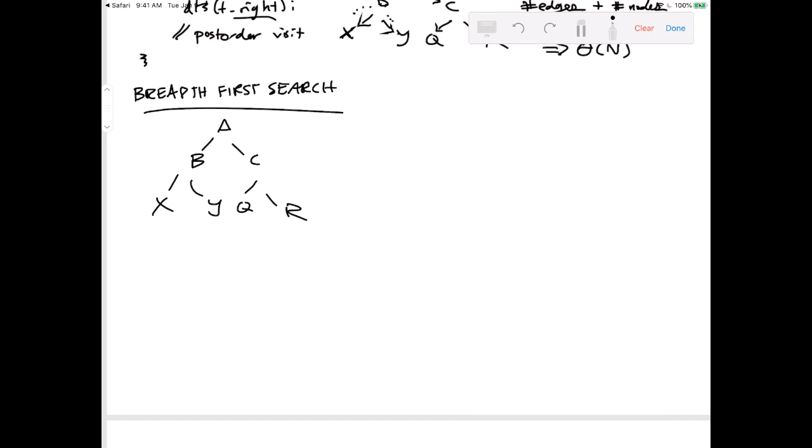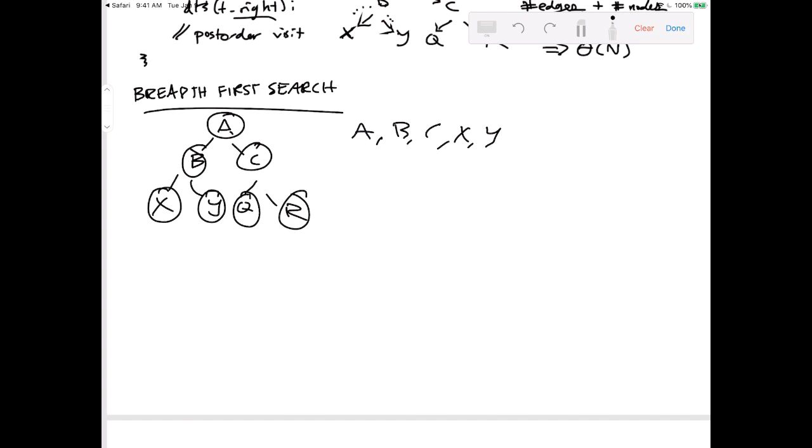So we're going to start at the root, and we're just going to visit the nodes from left to right, top to bottom. So we're going to visit A, then we're going to visit A's children, so B and C, and then you're going to visit their children, X, Y, Q, R. So the traversal would be A, B, C, X, Y, Q, R. So you visit all the nodes one level away from the root, then all nodes 2 levels away from the root, then all nodes 3 levels away from the root, etc. So it's breadth as opposed to depth.